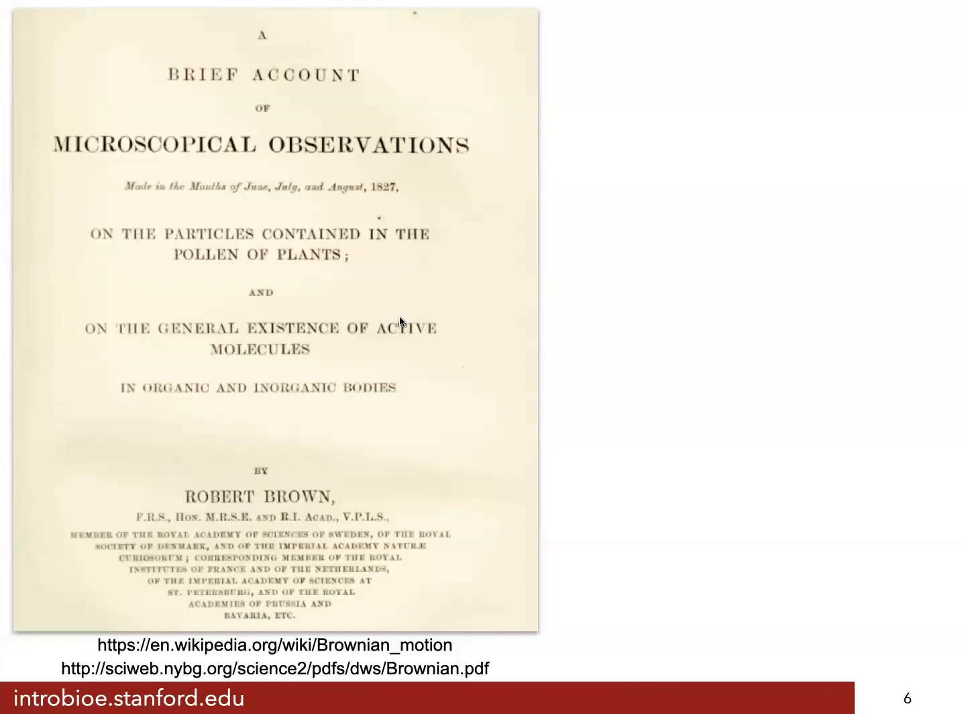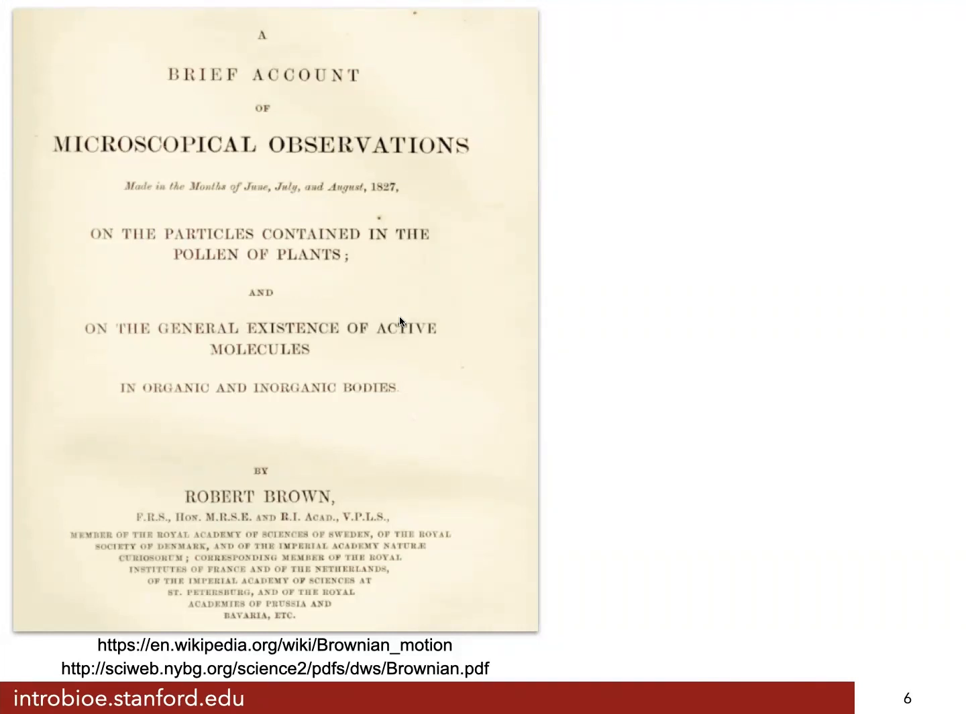In 1827, there's an important brief account. Look at the title of this. We've talked about reading research papers. Here's one from 1827. A brief account of microscopical observations made in the months of June, July, and August of 1827 of the particles contained in the pollen of plants, and on the general existence of active molecules in inorganic and organic bodies by Robert Brown.